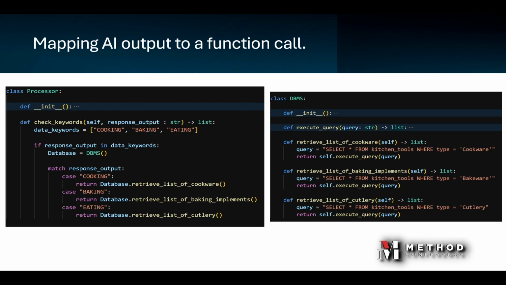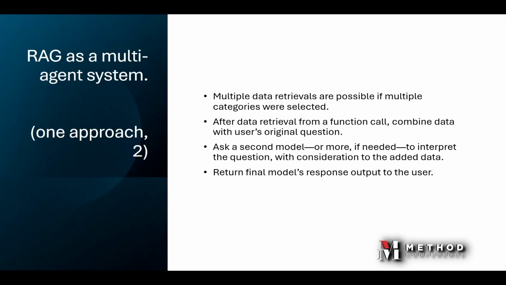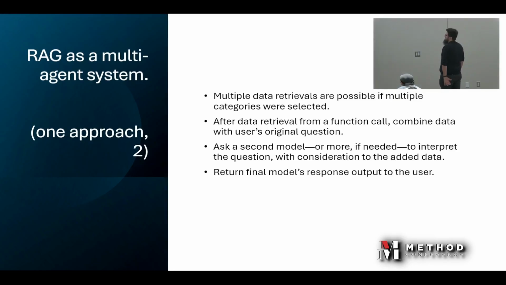Select all from kitchen tools. Again, this is kind of pseudocode just for a high level. But this is how we sort of mapped it, right? We assigned a keyword to the query, and based on this, we return the data. So it's a multi-agent system, right? So we can retrieve actually a lot of data this way, right? Because suddenly we've opened up the floodgates where we can have multiple SQL queries fire if the model returns multiple keywords, right?